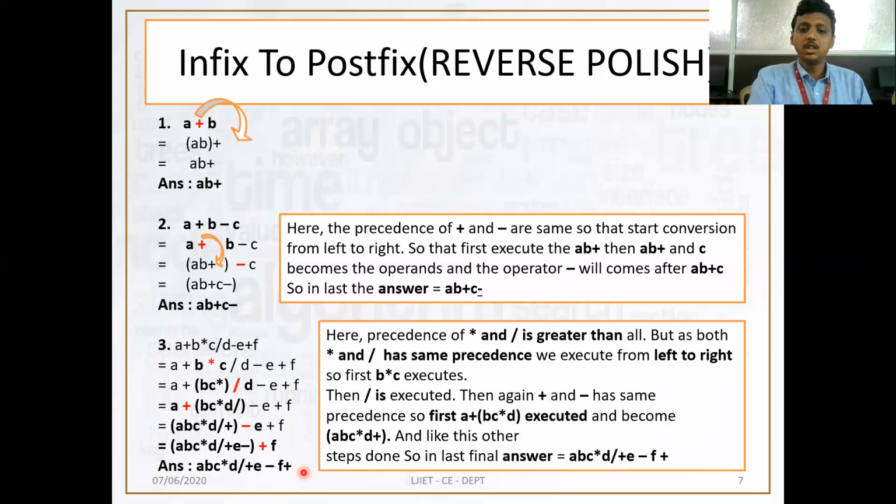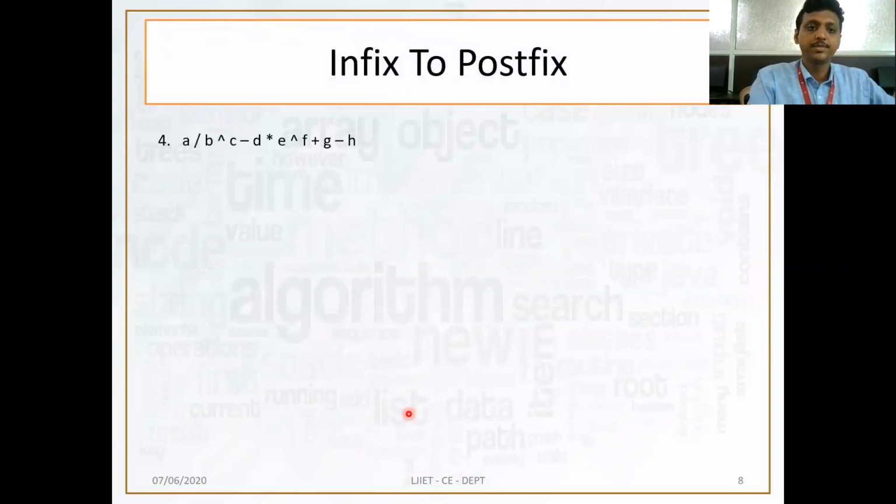This is a description that here star and division both have the same precedence. So we executed star first, then division. Again, for the execution, plus and minus at the same precedence, we will execute the plus on the left side first. Okay, now taking the last example of infix to postfix.